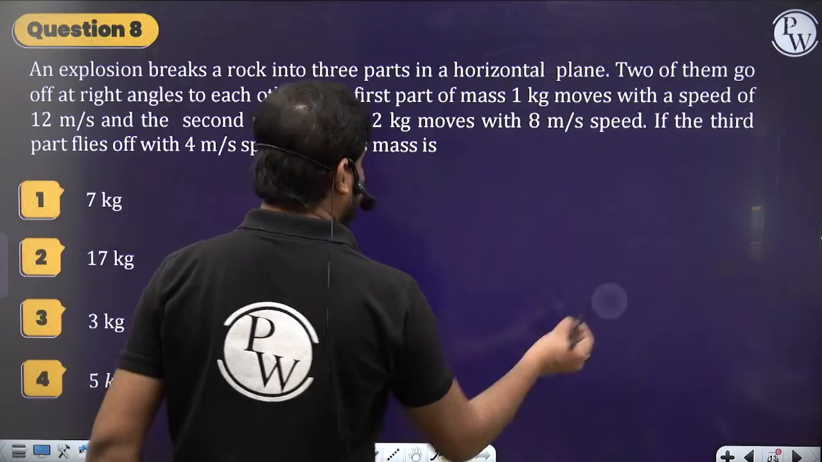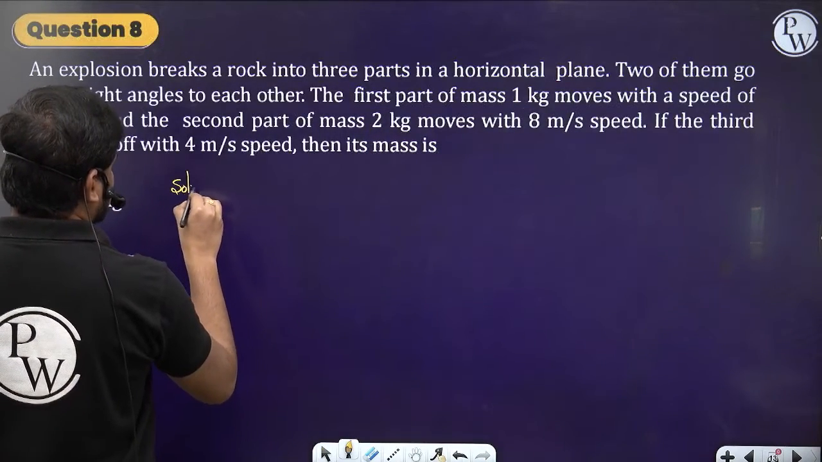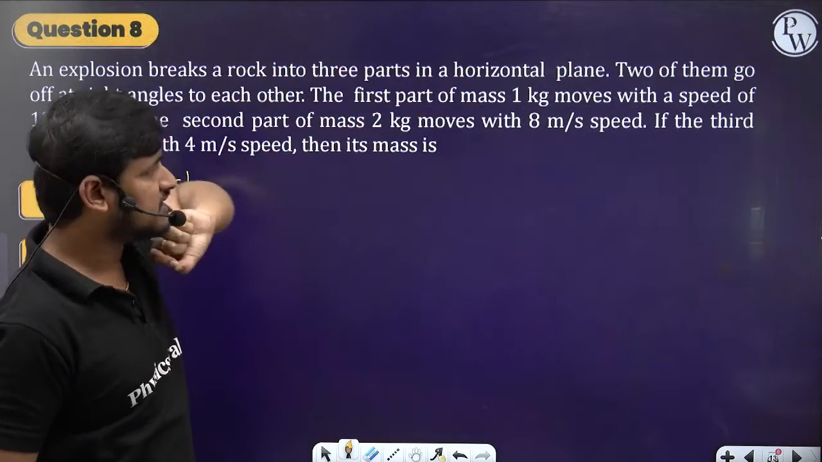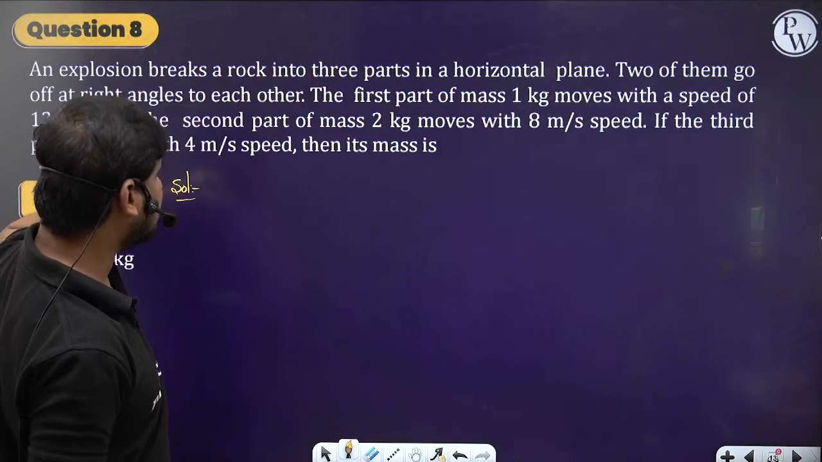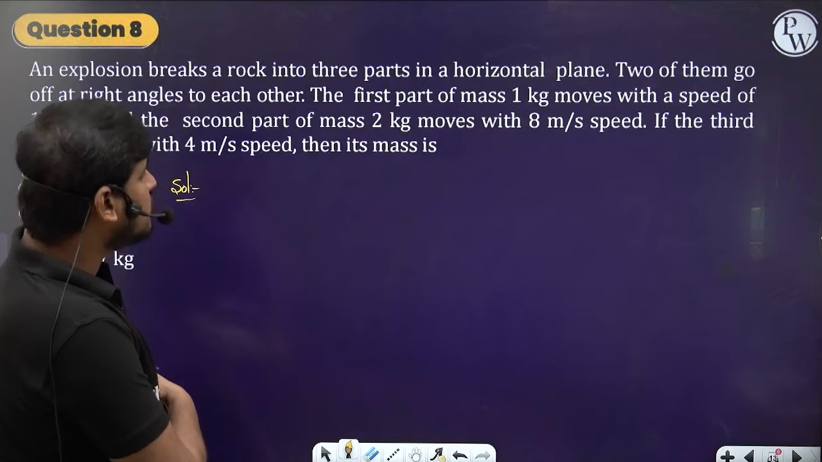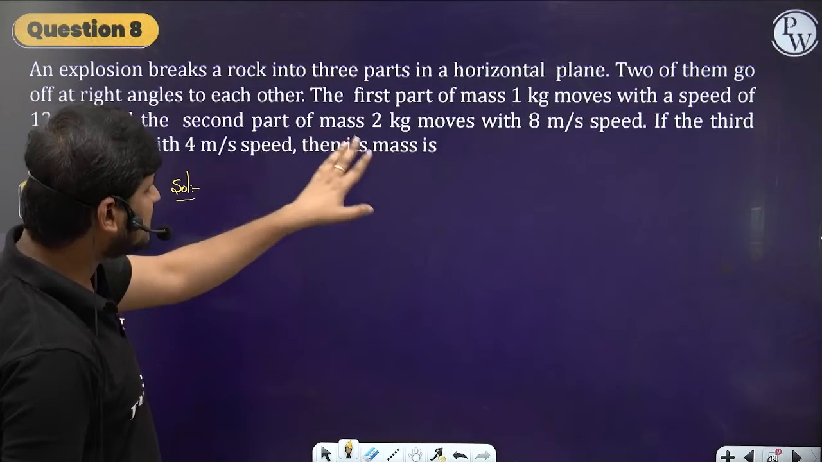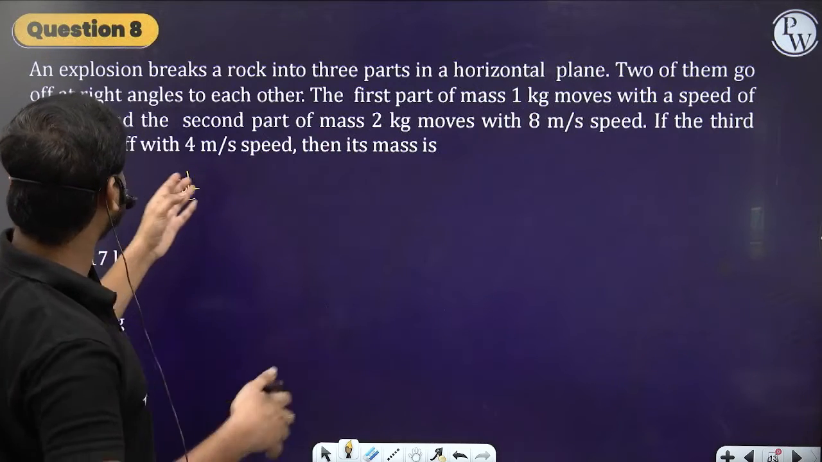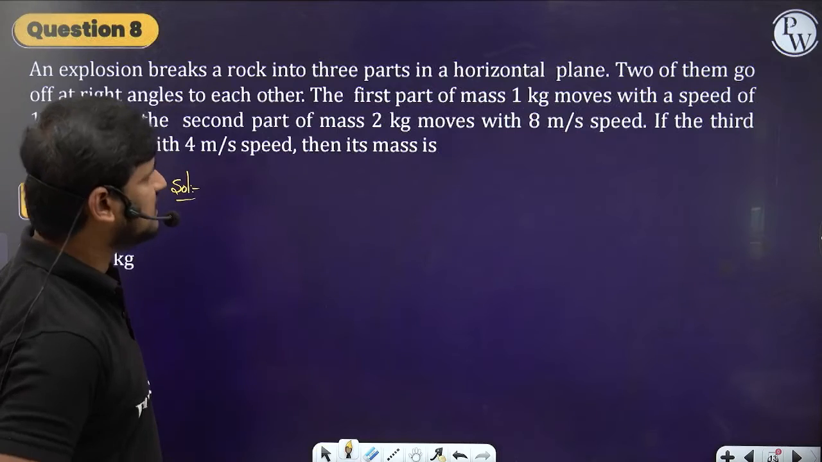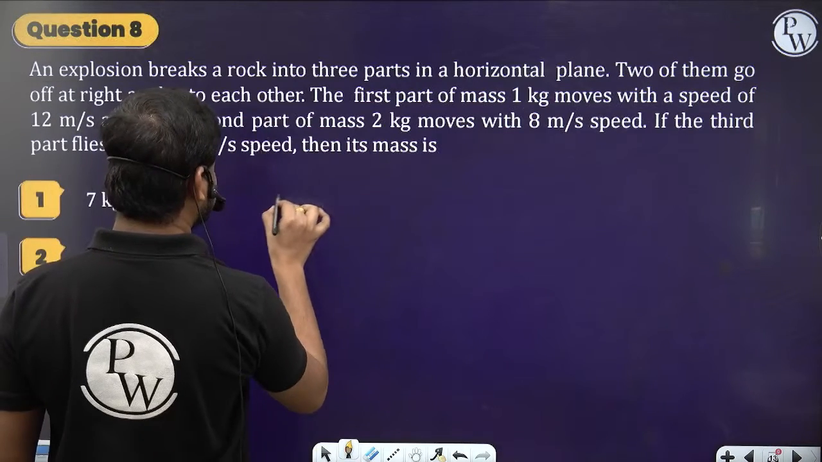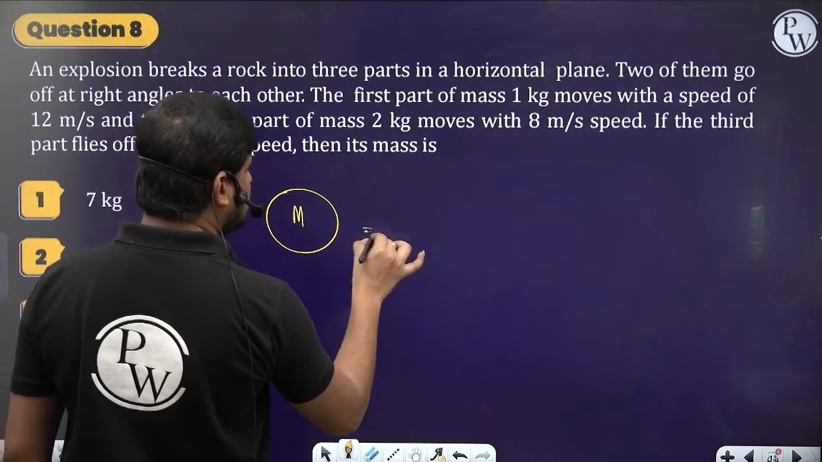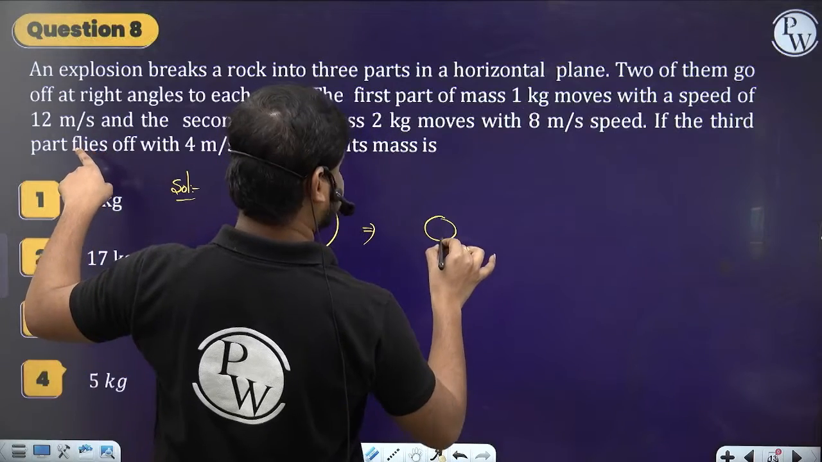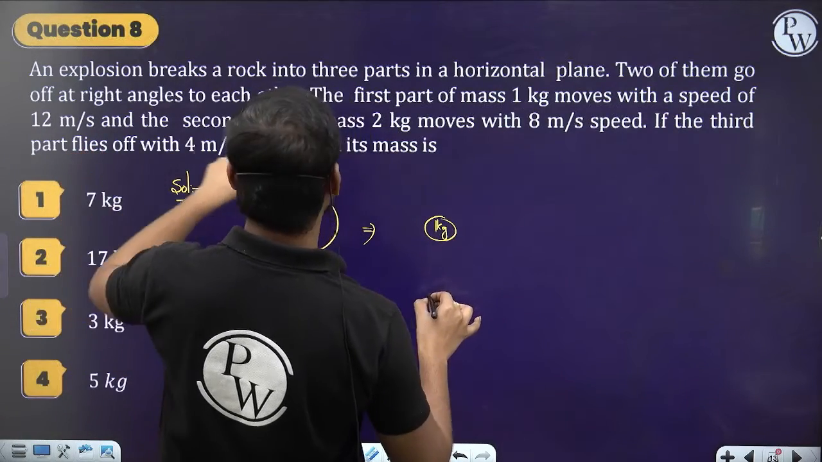So let's go for question number 8. What does the question say? An explosion breaks a rock into 3 parts in a horizontal plane. So 3 parts, 2 of them go at right angles to each other. The first part is of mass 1 kg, moves with a speed of 12 meter per second. The second one is of mass 2 kg with 8 meter per second. And if the third part flies with 4 meter per second, then what is its mass? See here. First, a rock which is of some mass m explodes into 3 parts, not equal parts. This time one is of mass 1 kg, sorry guys, and the other one is of mass 2 kg.